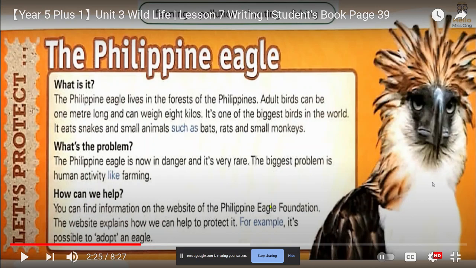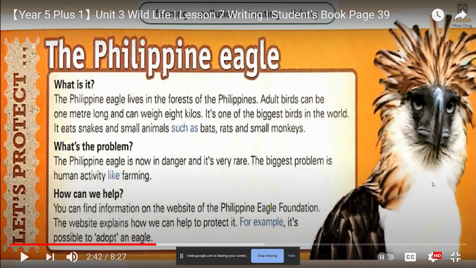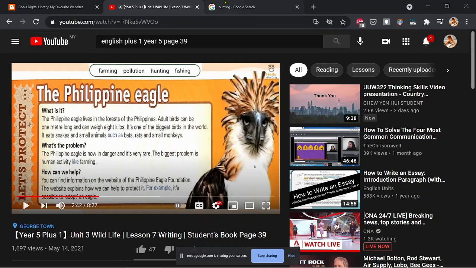Okay, continue. How can we help? You can find information on the website of the Philippine Eagle Foundation. The website explains how we can help to protect it. For example, it's possible to adopt an eagle. Okay, you can go to the website and look for the story. Later on, I'll show you. It's easy. Then you can even log in to the Philippine Eagle Foundation, yayasan dia. Macam pusat dia lah, to adopt, adopt tu ambil sebagai anak angkat lah, adopt an eagle. So I don't think I'm going to adopt an eagle.